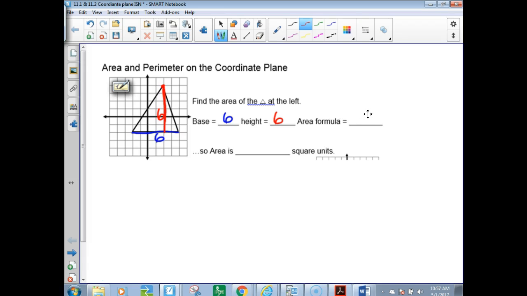The formula for area of a triangle is base times height divided by 2. So we're going to go ahead and plug in our base and our height, 6 times 6, and divide by 2. And so that would be 18 square units.